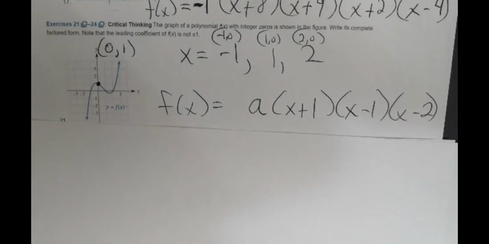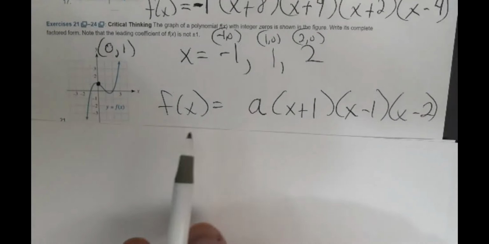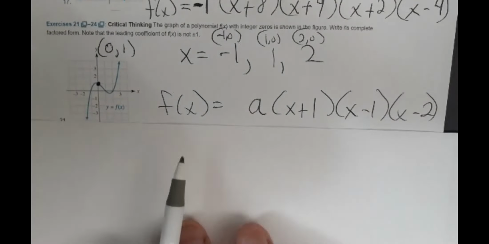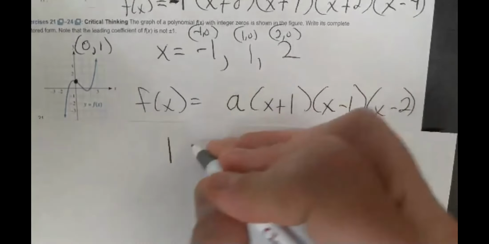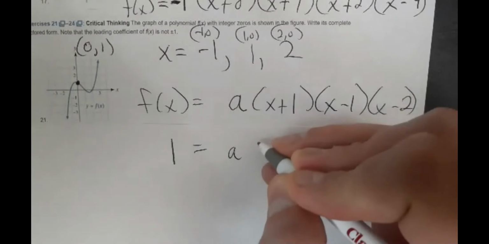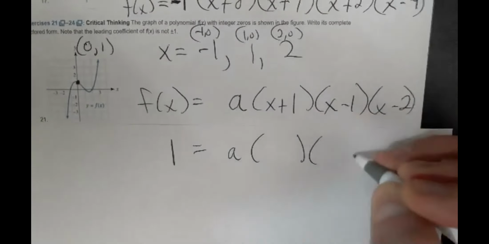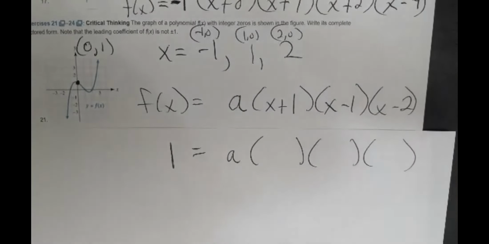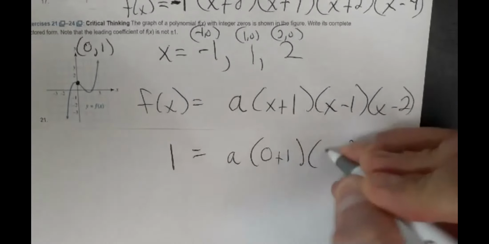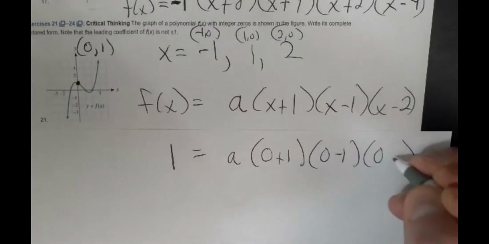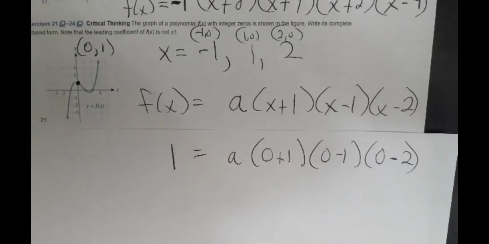With that said, what value do I want to plug in for my f of x to find my a? 1. I want to plug in 1. What value do I want to plug in for x? 0. So I do 0 plus 1, I do 0 minus 1, and I have to plug in 0 three different times here.